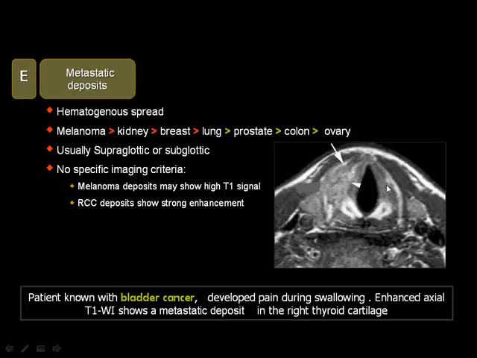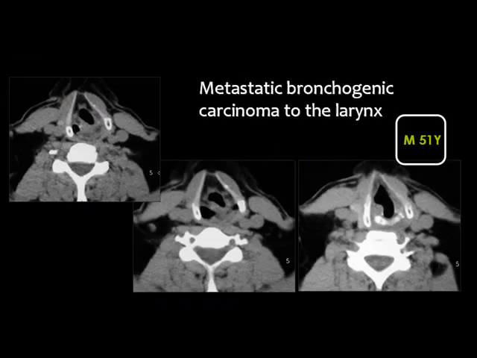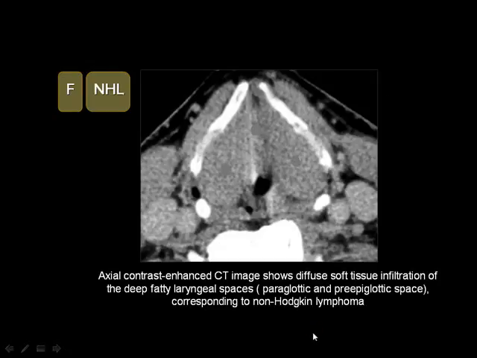And without history, you can diagnose this as carcinoma of the larynx. But if you know that the patient had cancer of the bladder, you may suspect the possibility of metastasis that has been proved histologically. Another case of bronchogenic carcinoma metastasizing to the larynx, and you see that the right aryepiglottic fold is markedly thickened down to the level of the true vocal cord, representing a metastatic deposit to the larynx.